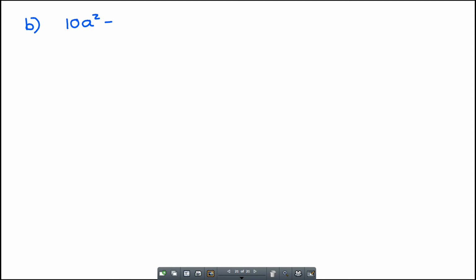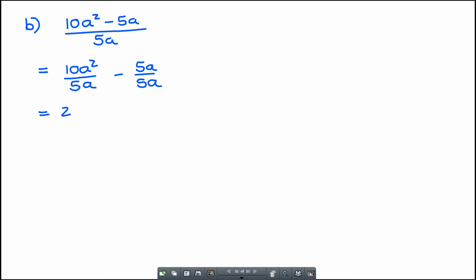Ten A to the power of 2 minus 5A over 5A. Okay, so we're going to break it up and say 10A to the power of 2 over 5A minus 5A over 5A. So this A will cancel out with one of them, and then I'd have 2A minus 1. 2A over 1, that's fine.